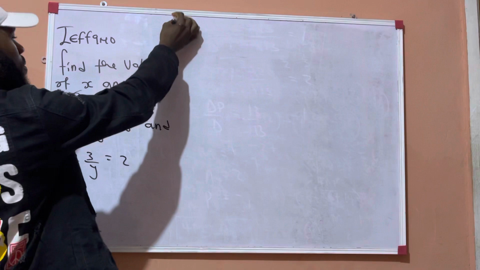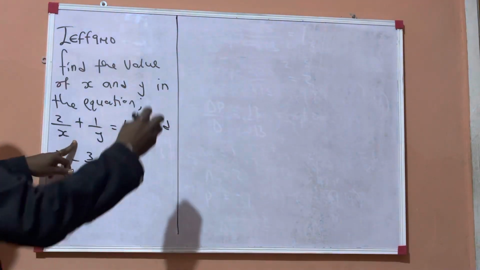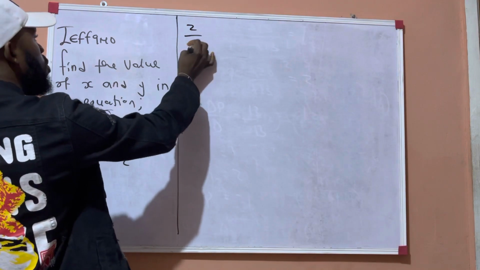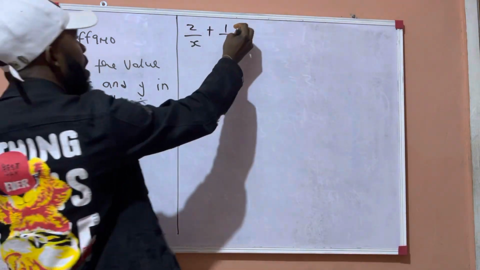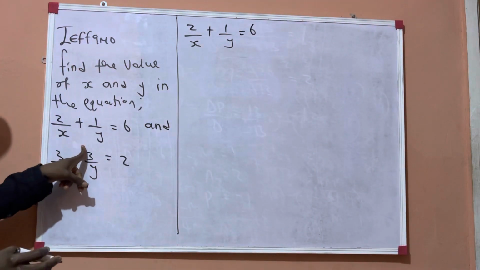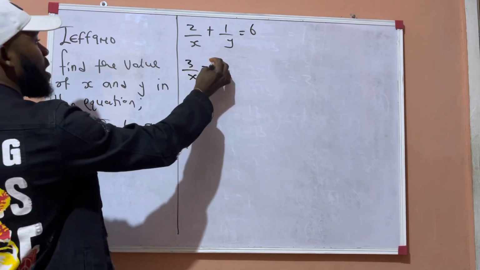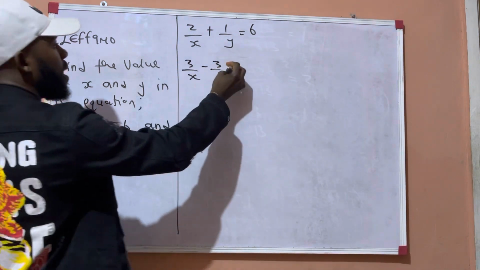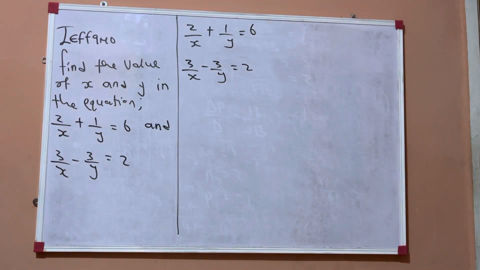Now we have the equations 2 over x plus 1 over y equal to 6, and the other equation 3 over x minus 3 over y equal to 2. All right, now how do we go about solving this problem? This is how you begin.